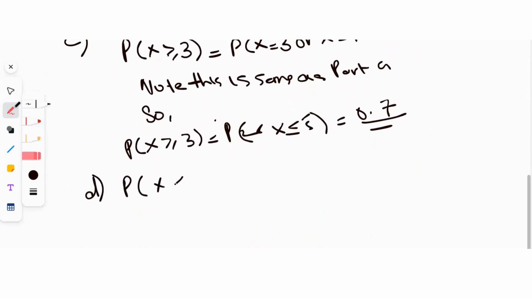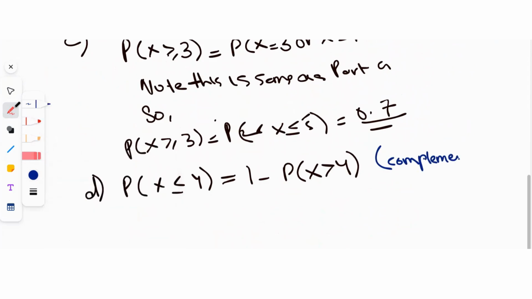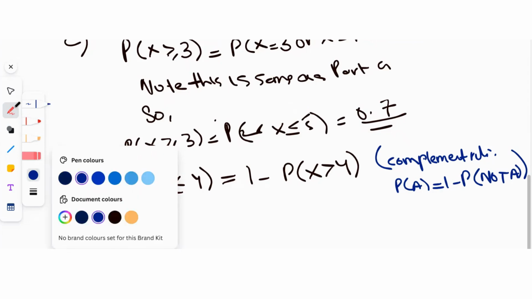Probability x is less than or equal to 4. Now here we're going to use the complement rule to do this, right? The complement rule tells us this is the same as 1 minus probability x is greater than 4. Because what is the complement rule? The complement rule tells us probability of A is 1 minus probability of not A. So probability x less than or equal to 4 is 1 minus probability x is greater than 4. And we'll look at why we used the complement rule here.